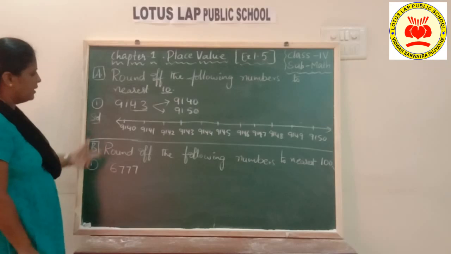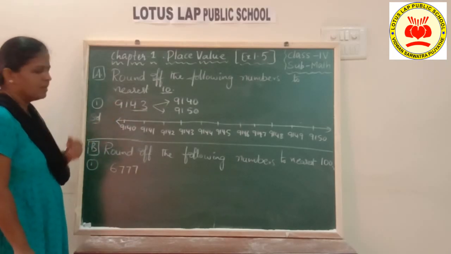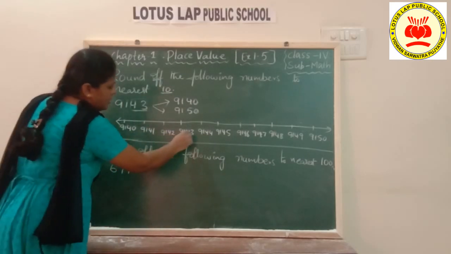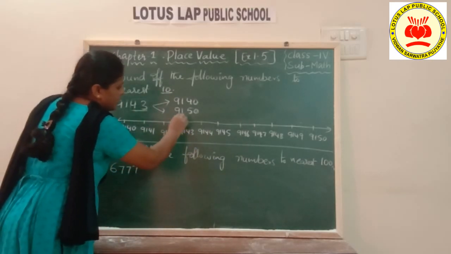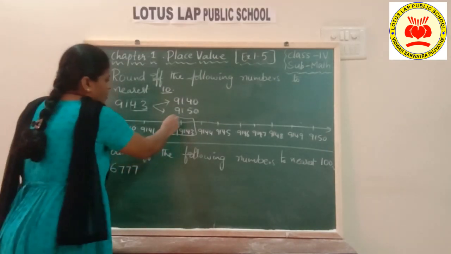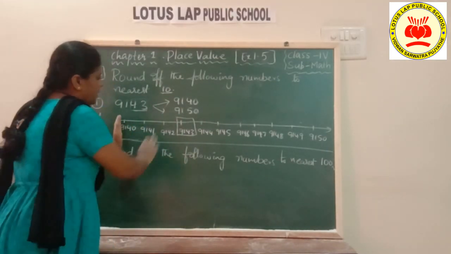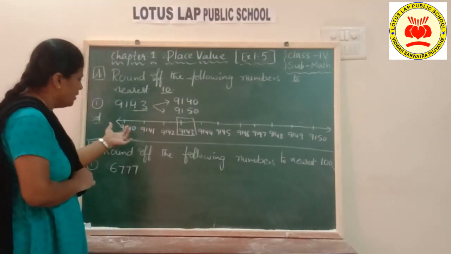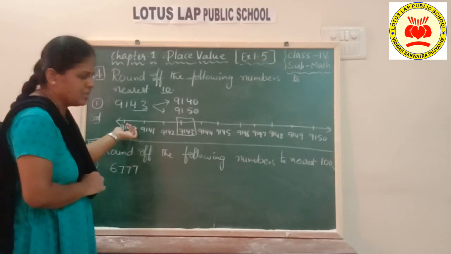Now let us identify where our number is, children. The required number is 9143. As you can see, the required number is here. This is the number required. And as I said, which side is this closer to? Left side or right side, you can identify. To whichever side it is closer, that extreme is the value it is rounded off to.